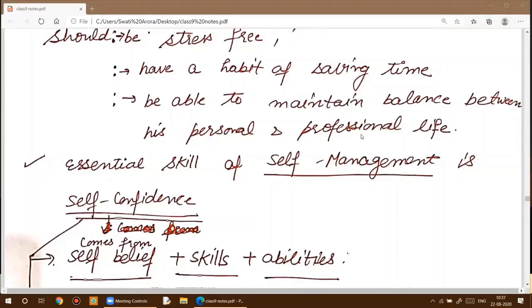But if you are not managing the personal and professional life, in your case, professional will be your student life, right? So personal life means spending time with your family or friends, and your professional life, in your case, it would be your study time, right? That time you need to manage. You need to maintain a balance between your personal life and your professional life.